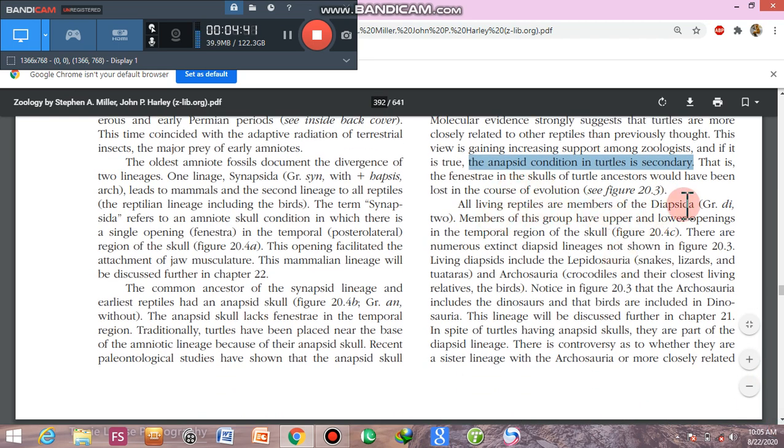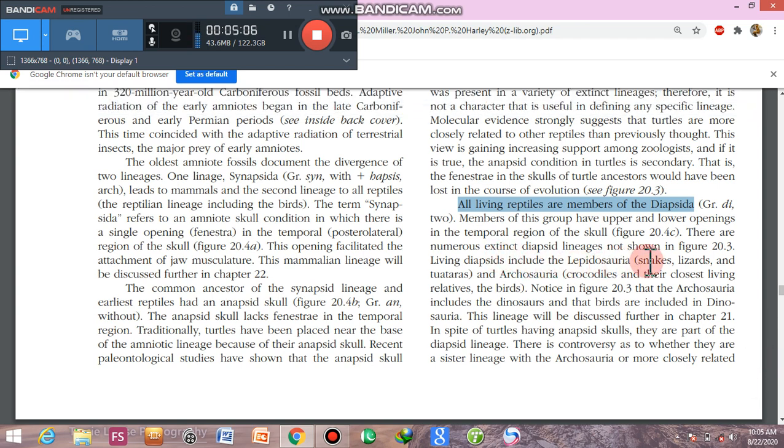All living reptiles are members of the Diapsida, with the exception of the turtles. Members of this group have upper and lower openings, the fenestrae, in the temporal region of the skull. There are numerous extinct diapsid lineages.